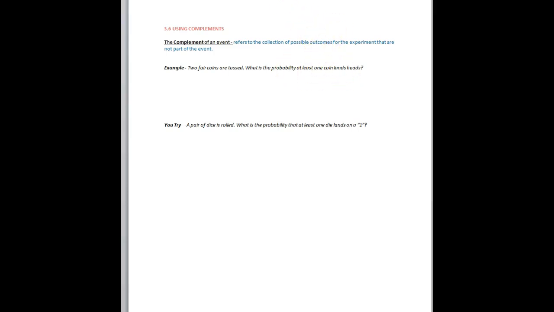Let me go ahead and write our formula down here. I'll write it in green. The probability of A is equal to 1 minus the probability of A complement. That bar over there means A complement. So that P should just be a normal P. There's nothing funky about that. Okay, so go ahead and get into the example.